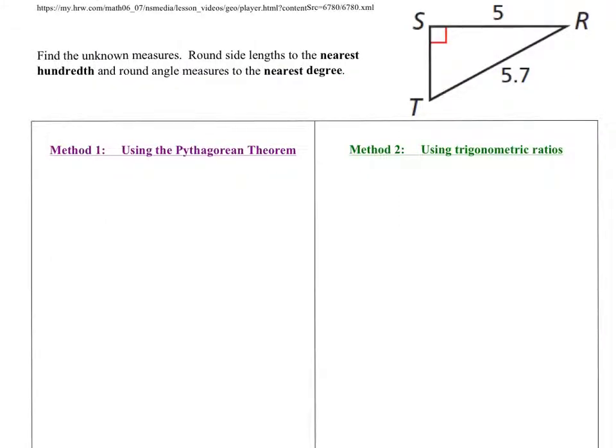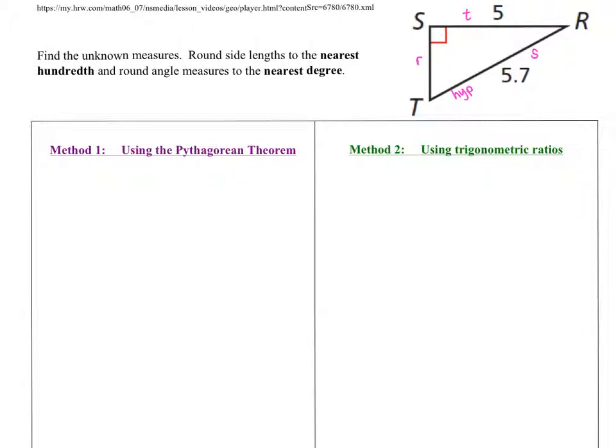Let's start out by labeling our triangle. The hypotenuse is the side that's opposite the 90-degree angle. That side should be called lowercase s. The side that is opposite angle R should be called lowercase r, and opposite angle T, we have side t.